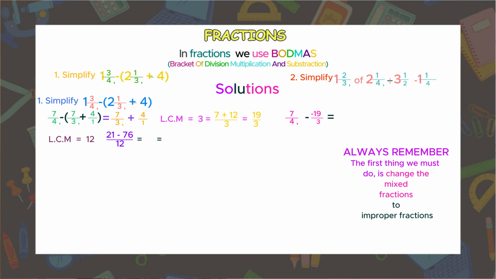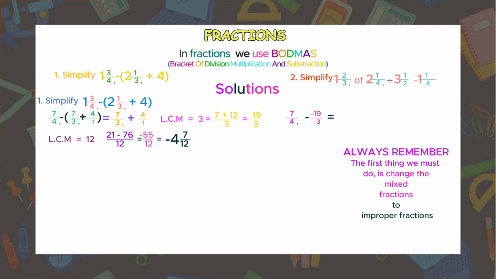So 21 minus 76. Let's subtract 76 from 21. That is minus 55 over 12. So let's have it in mixed fraction. How many times will 12 go in 55? That would be minus 4 whole number, 7 over 12. That's our final answer.